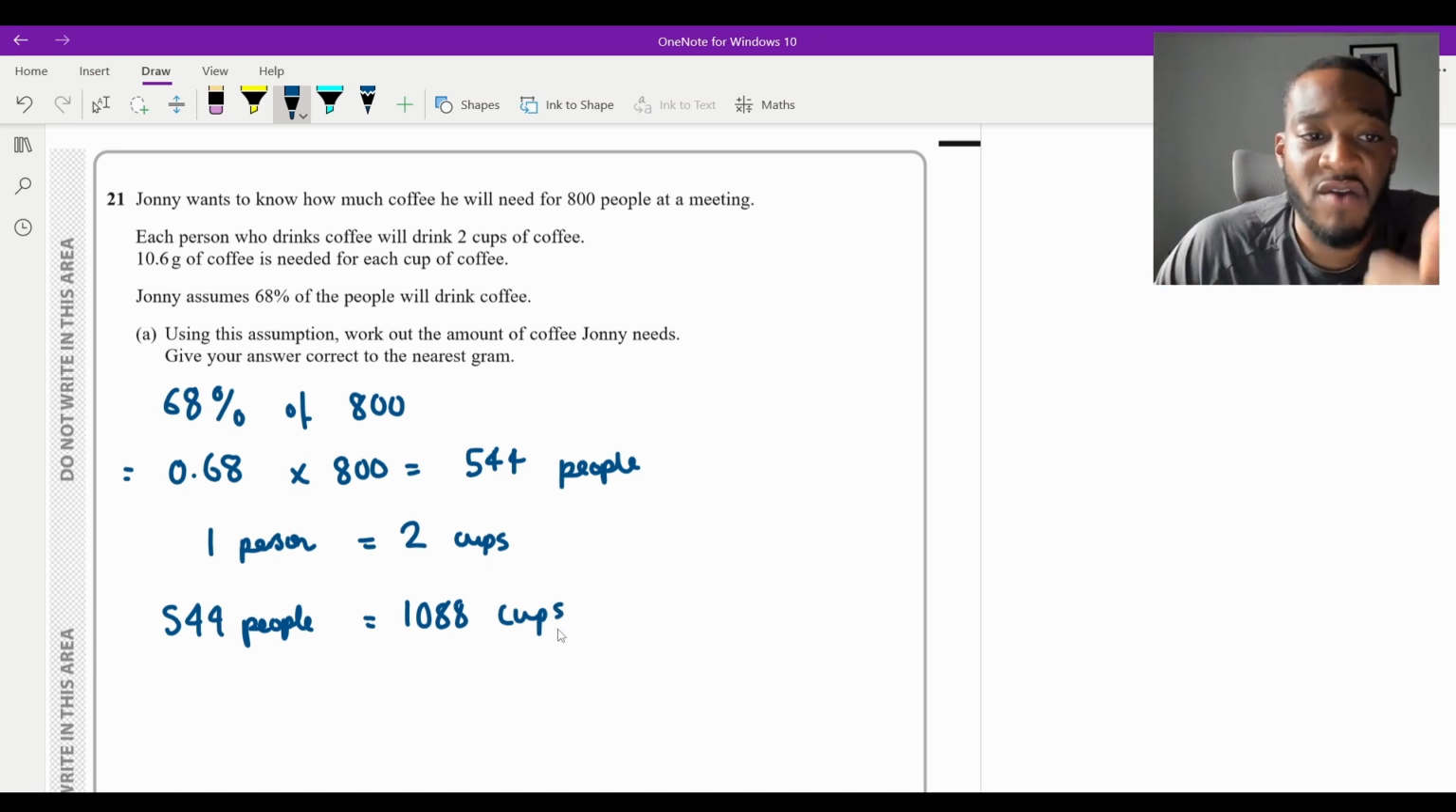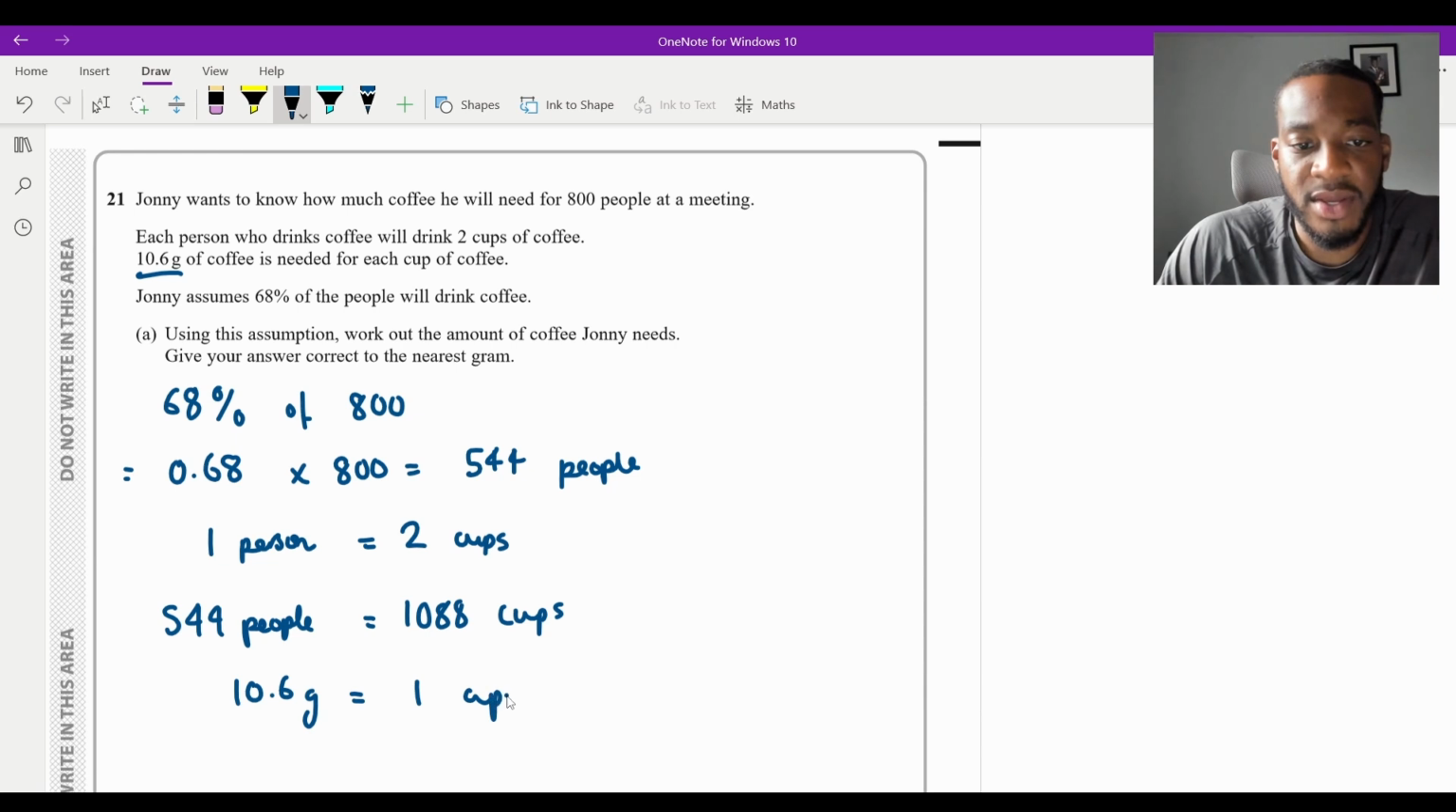Now, we also know how many grams there are per cup of coffee, 10.6. So what I'm going to say is that 10.6 grams is going to equal one cup of coffee.